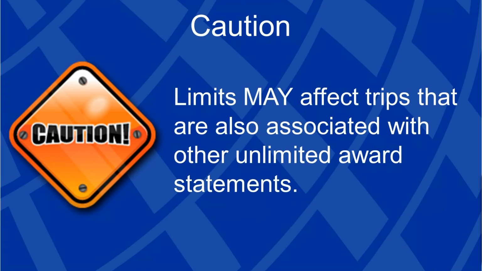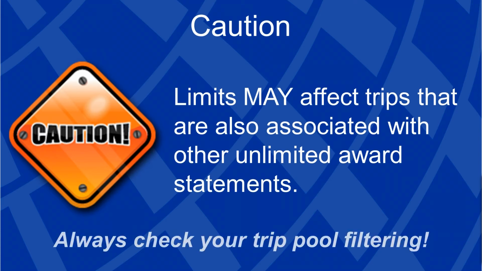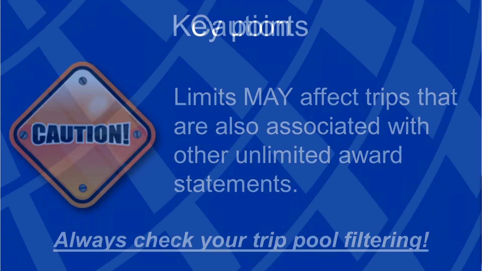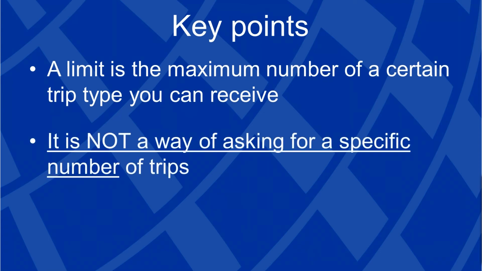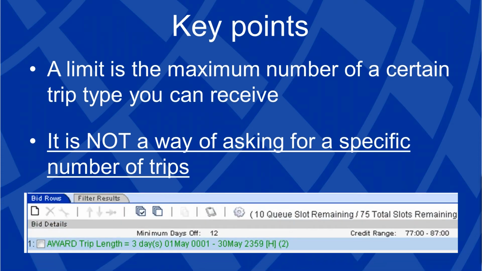Another point of caution with limits. They may affect trips that are also associated with other unlimited award statements. This is why it's doubly important to check your trip pools when bidding with limits. Now remember, a limit is just that, a limit. It's the maximum number of a certain type of trip that can appear on your line. It is not a way of asking for a specific number of trips. In other words, in the previous example, this bid group may produce an award with anywhere between 0 and 2 3-day trips. You will not receive any more than 2 from this bid group.